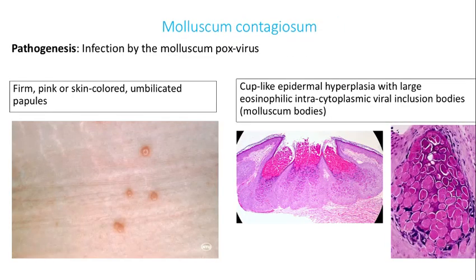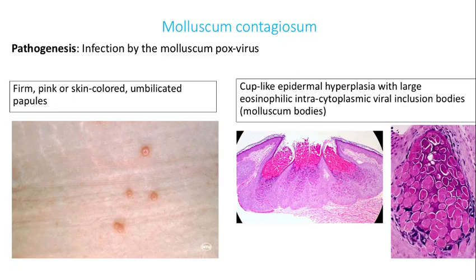Next, we're going to talk about molluscum, which is an infection by a DNA pox virus. And it has a very characteristic look clinically. These usually present as tiny, firm, kind of pink to skin-colored, umbilicated raised papules. Umbilicated means that there's a little dot, a little depression in the center of these little papules, right? So they look so characteristic clinically that usually clinicians don't even biopsy this.